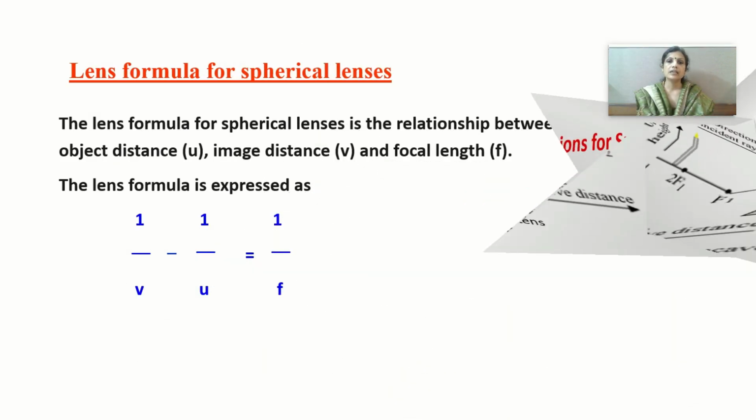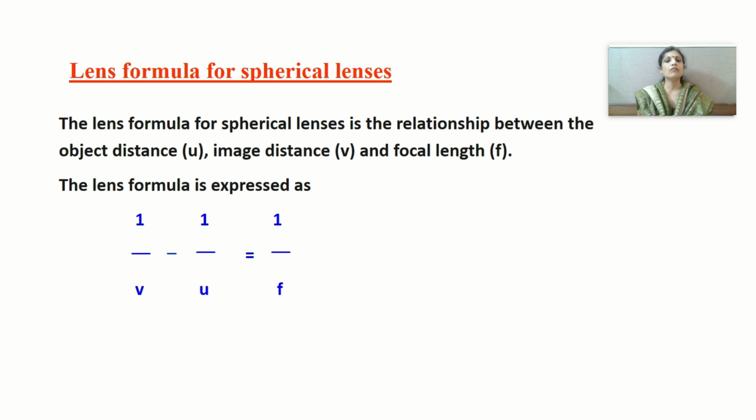Next is the lens formula for spherical lenses. The relation between object distance, image distance and focal length is given by 1 upon v minus 1 upon u is equal to 1 upon f, and this is called the lens formula. Do not get confused between the mirror formula and the lens formula. You have to learn this carefully.